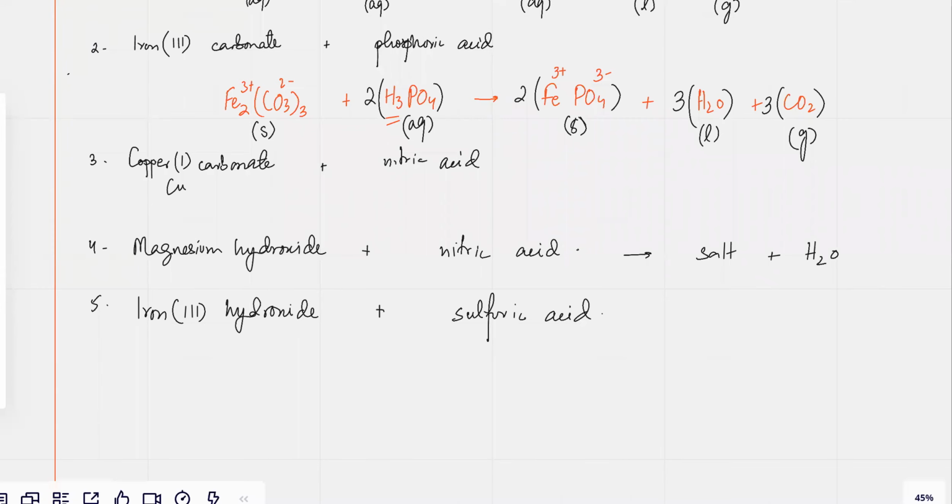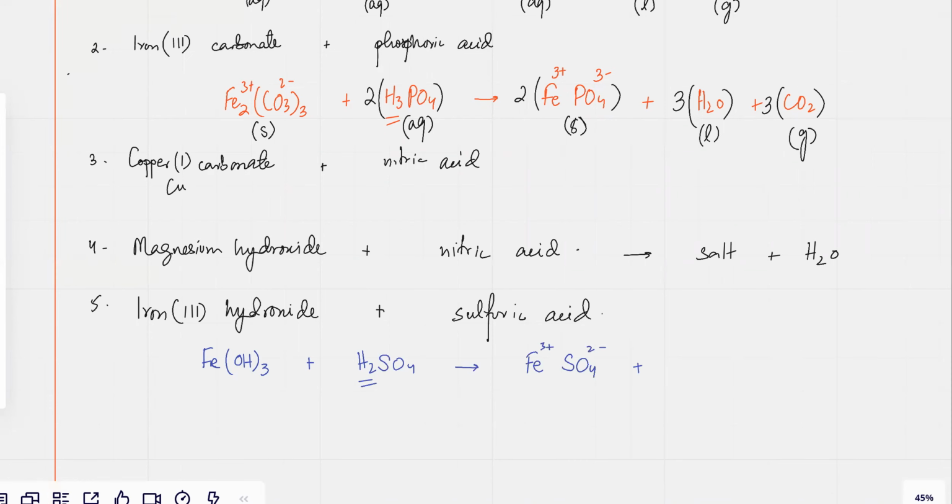Yes, sir. अच्छा, अब states वगैरह में. Iron 3 hydroxide, remember it's a base plus acid reaction. Iron 3 means Fe is 3 plus, hydroxide is OH1 minus, so it's going to be Fe(OH)3 plus H2SO4, plus there's going to be a salt that would be produced. Get rid of the H, put Fe in its place, so it's going to be Fe3 plus and SO4 would be 2 minus, right?